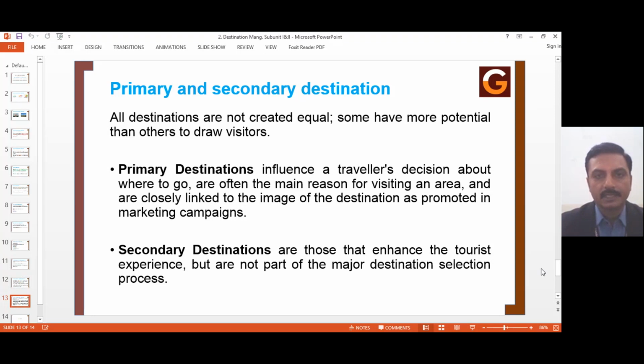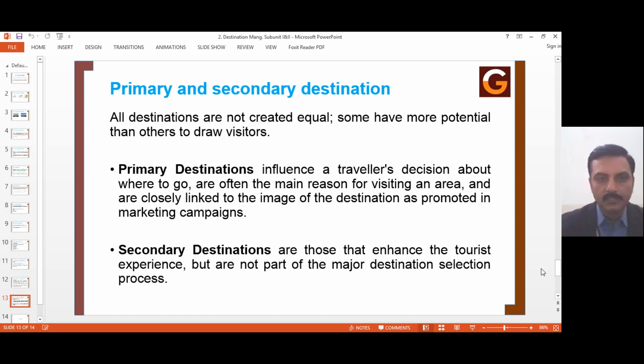Now we come to a slightly higher version of the distinction of the tourism destination, which is known as primary and secondary destination. Here we can understand the meaning of primary and secondary. Simply going by the meaning, primary means something which is utmost, which is very much required. Secondary is not required much, but it can also be attained or engaged in by the tourist.